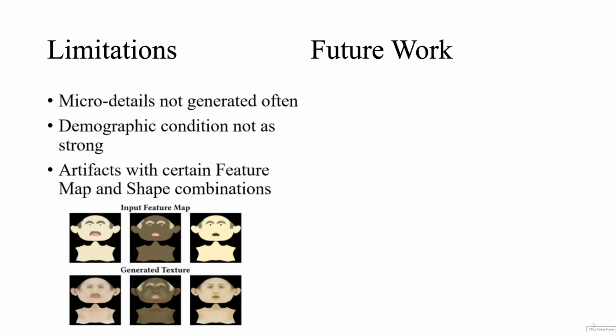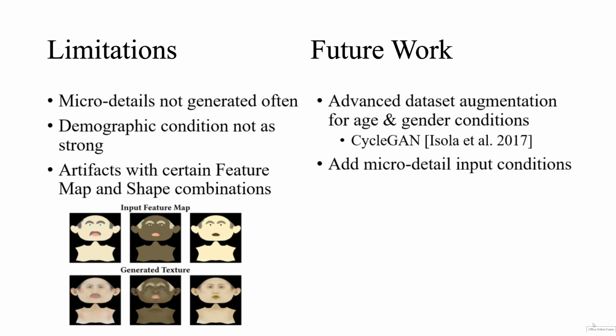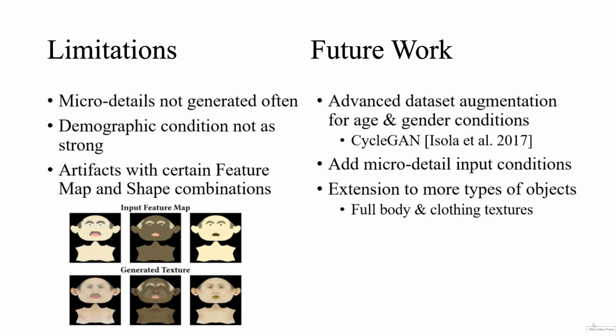Based on these limitations, we've come up with a few possibilities for future work on these problems. More advanced dataset augmentation could be done to make the demographic inputs be used much better. This could be done by training 2 networks to change male textures to female and vice versa using CycleGAN by Isola et al. in 2017. The feature map could have micro-detail conditions included by detecting them in the target texture and putting them into the input as well. Finally, we would like to extend our work to other types of objects, such as character bodies and clothing.